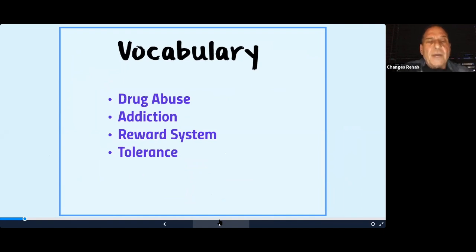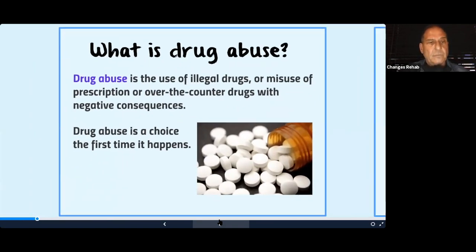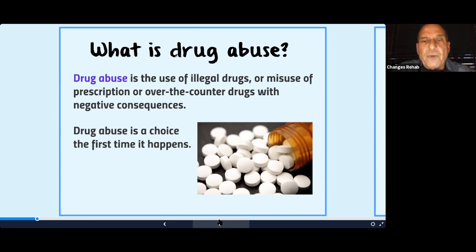The vocabulary: drug use, drug abuse, addiction, reward system, and tolerance. That's what we're going to be speaking of, and that's what I'm going to be emphasizing as I go further on. Okay, what is drug abuse? Drug abuse is the use of illegal drugs or misuse of prescription or over-the-counter drugs with negative consequences. Drug abuse is a choice the first time it happens.